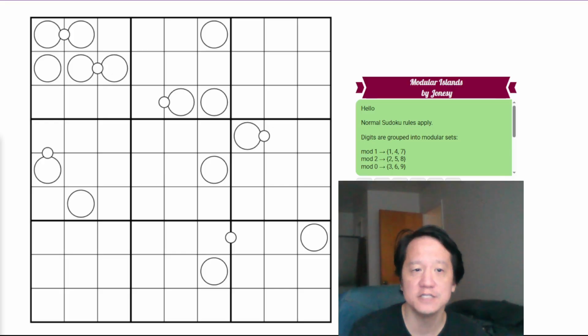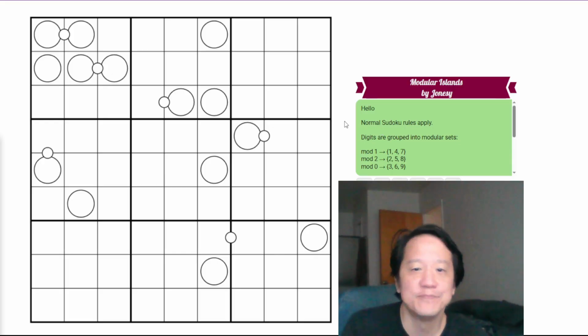And take that easiness with a grain of salt because it's considered easy by the people on the Logic Masters Germany forum. And there's a lot of really smart people there. Today's puzzle is called Modular Islands by Jonesy. And here are the rules.